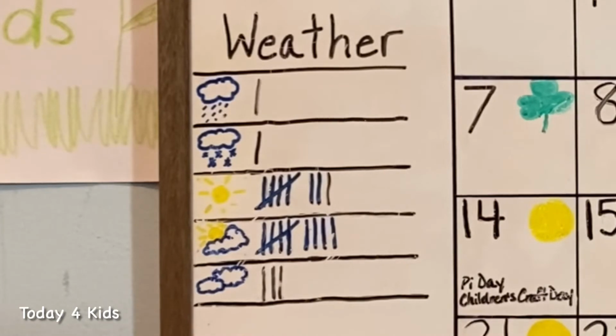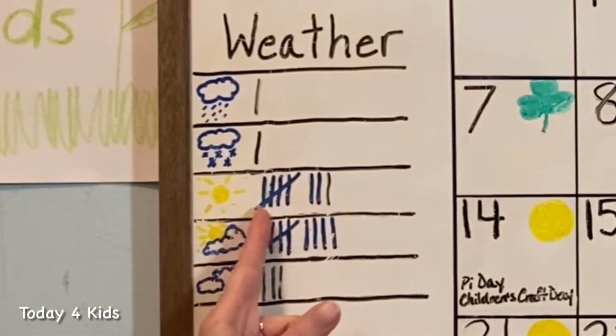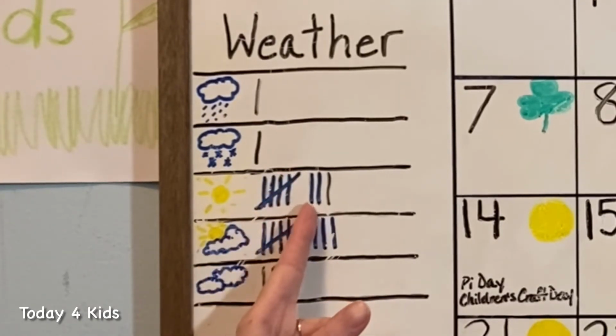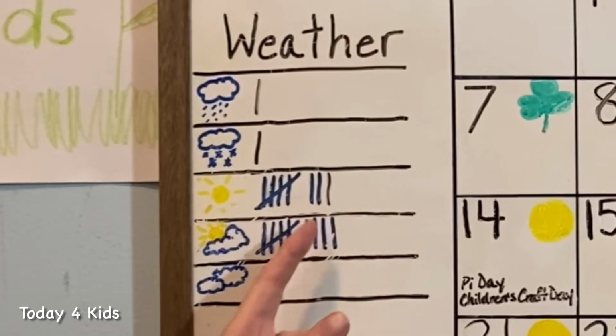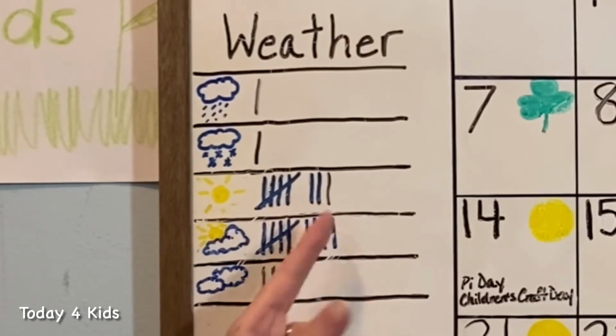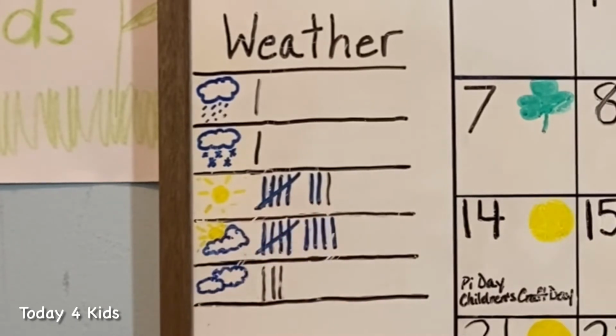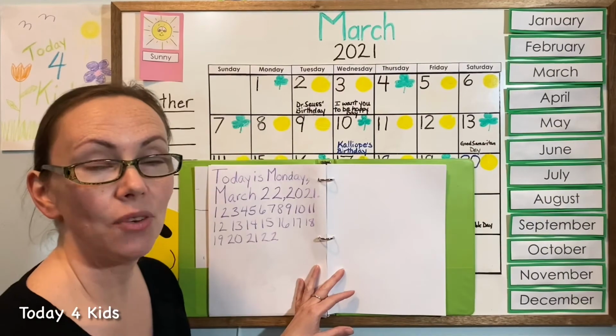So we had 7 plus 1 or 5 plus 3. Let's count it up. 1, 2, 3, 4, 5, 6, 7, 8. So 7 plus 1 equals 8, or 5 plus 3 equals 8. And we've had 8 sunny days so far. Thank you for helping me with the weather chart.